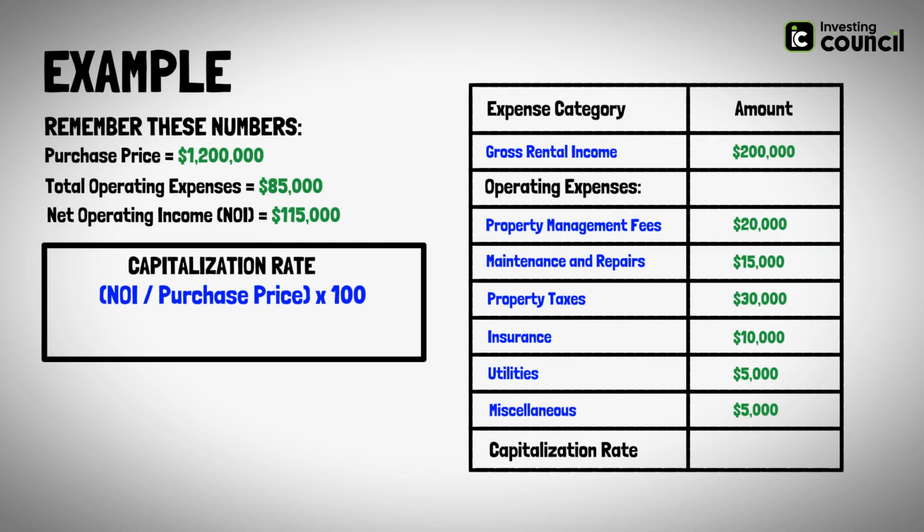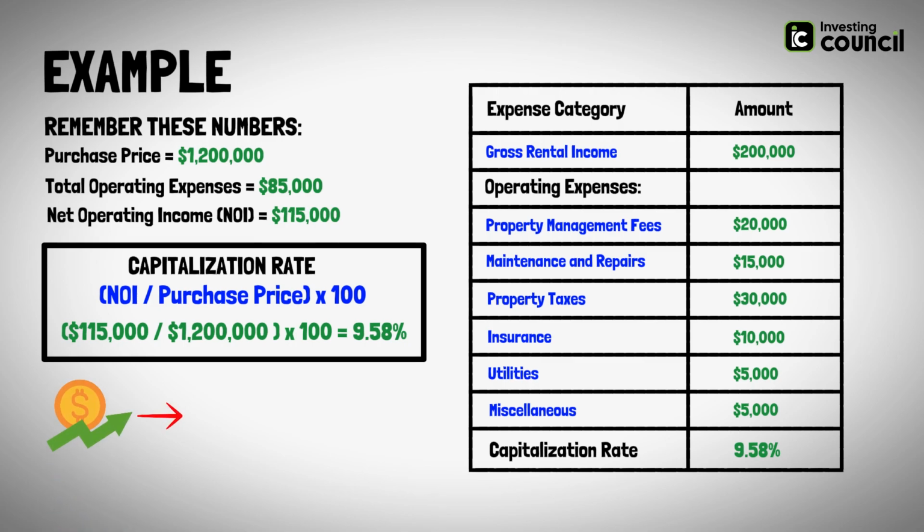Finally, to calculate the capitalization rate, we divide the NOI by the property's purchase price and then multiply by 100 to convert it into a percentage. Therefore, the calculation is $115,000 divided by $1,200,000 times 100, yielding a capitalization rate of approximately 9.58%. This rate provides insight into the property's intrinsic rate of return, assuming it is bought outright without financing, and serves as a benchmark for comparing the profitability of this investment against others in the market.